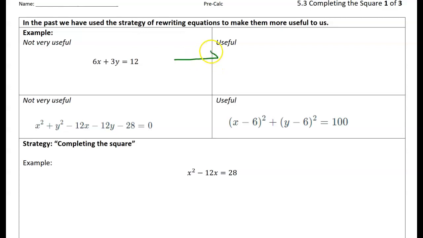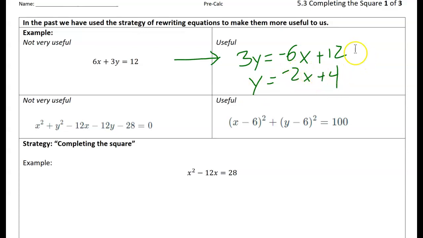So in the past, we've employed a strategy, particularly with linear equations, of rewriting them in a way that's a little bit more nice for us to figure out what we need to know. And here's an example of that. Rewriting in our y equals mx plus b, we call this slope-intercept form, which allowed us to figure out the slope and the y-intercept of the graph. So that's what we're doing here. We're going to take our messy circle and turn it into something useful.